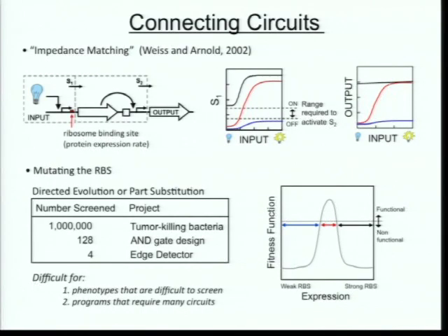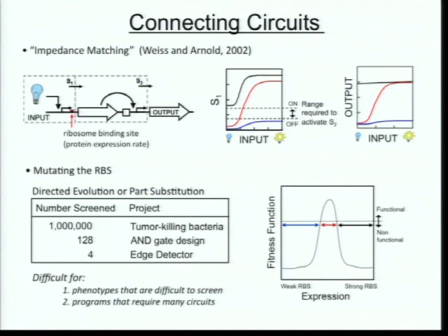Previously, we had been using directed evolution as a method to go in and randomly mutate the ribosome binding site in order to identify one that would be able to functionally connect circuits. And we started out screening millions, and sometimes we got lucky with 4. The problem with this is it doesn't scale very well. So it's very hard to set up a directed evolution screen for every 2 circuits you're putting together if your objective is to be able to put 20 or 30 circuits together ultimately.